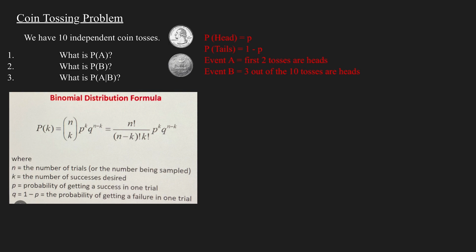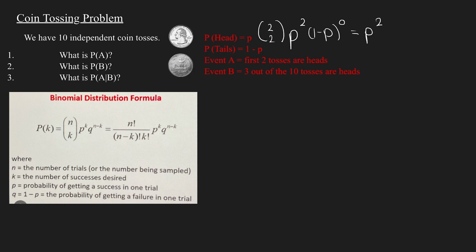For 1, what is the probability of A? Event A is the first 2 tosses being heads, and using the binomial distribution formula, n is the total number of tosses, which is 2, and we're choosing 2 of them because we know the first 2 are heads. P is the probability of heads. K is the number of heads we get, which is 2. Q is just tails, which is 1 minus p. And n minus k is 2 minus 2, which is 0. So 2 choose 2 times p squared times 1 minus p to the 0, that's just p squared, because 2 choose 2 is 1, and 1 minus p to the 0 is 1. So it's just p squared.